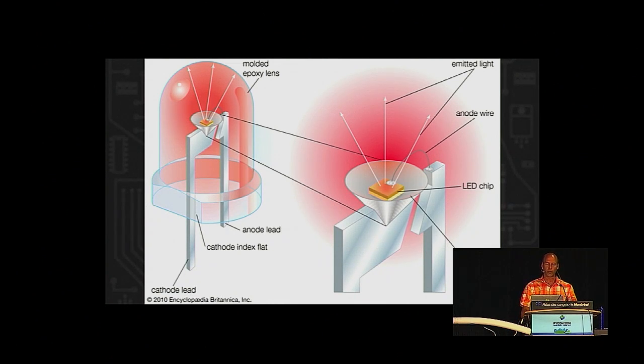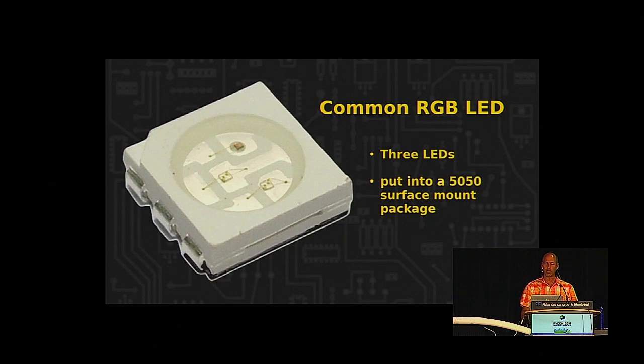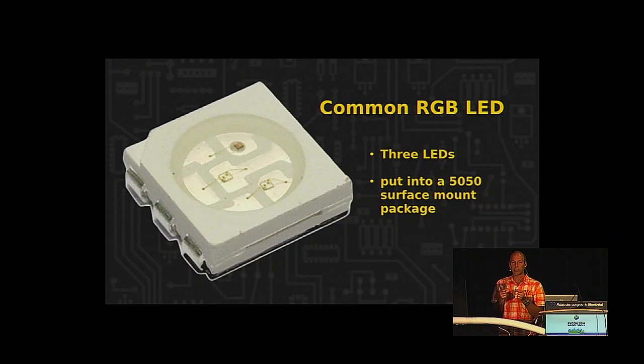For more creative purposes, we're interested in RGB LEDs. These are, in fact, three separate LEDs closely put together into a package like this, where each has been chemically set up to emit either red, green, or blue light. In this case, it's in what's called a 5050 package, which just means it's a 5 millimeter by 5 millimeter square. By having them this close together, when you apply different amounts of power to each of the red, green, and blue LEDs, the colors blend, and we can perceive it as a full spectrum.